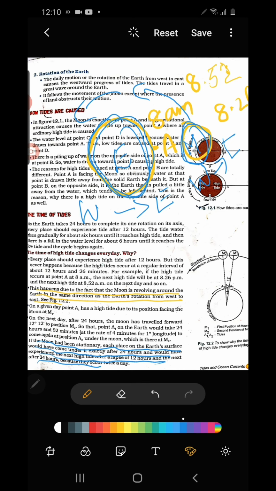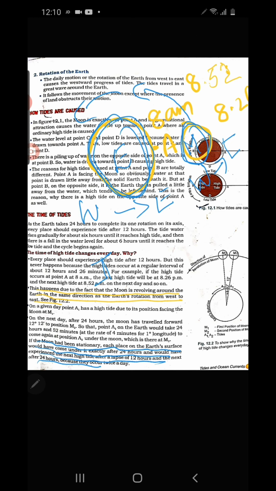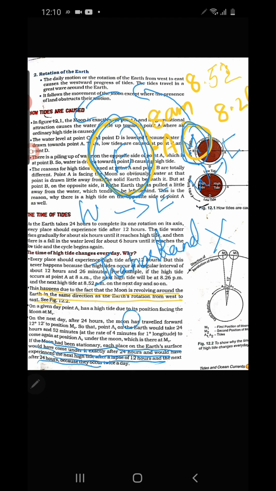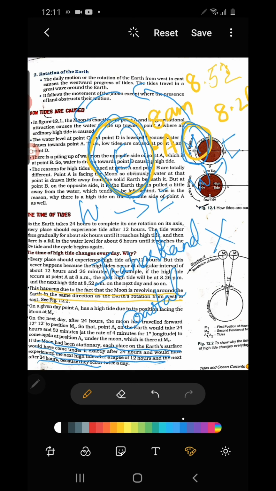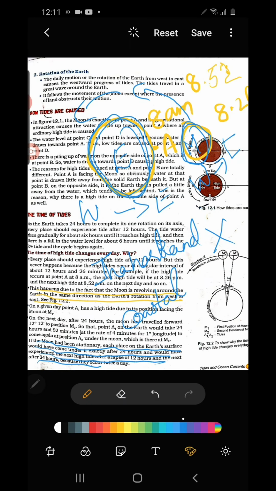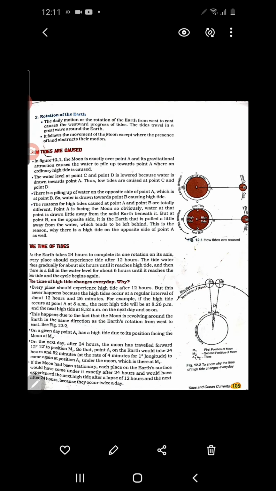Children, do you think that we people who are living in Jharkhand experience high tide and low tide? No, we cannot experience high tide and low tide because we are not living near the coastal region. People living in coastal regions like Tamil Nadu, Kerala, Andhra Pradesh can experience high tide and low tide. Understood? I hope the point is very clear. Now read the lesson and I'll be sending the study material very soon.